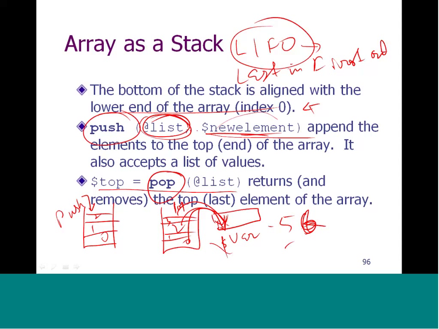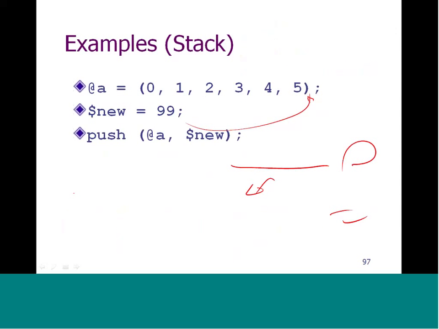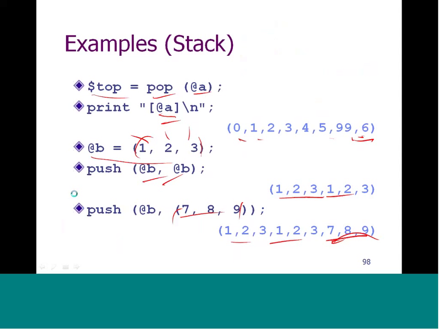And then here is the usage of pop, where we are assigning the pop at list to the variable dollar top. What this does is you don't need to worry whether it is index 100, index 150, whatever it is, but the top of the element, the last added element, is just popped and put inside this new variable dollar top. So this is something that we learned, and then we saw some examples of this.